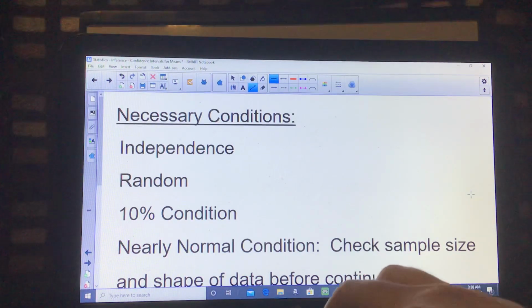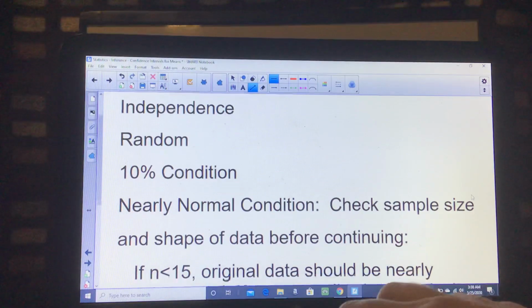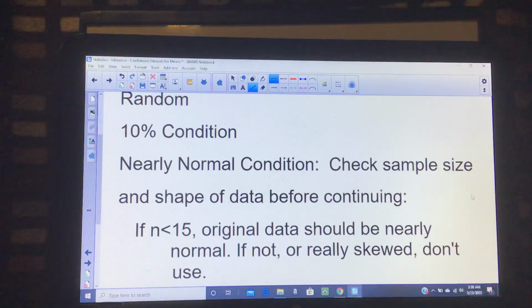So in the nearly normal condition, you check the sample size, and you might have to look at the shape of the original data. So there's some cutoffs. If your sample size is less than 15, this isn't the case in our example with the cars, but you could get a really small sample size. So if the n is under 15, you'd have to go and look at the original data. And I'll show you that when we do the example.